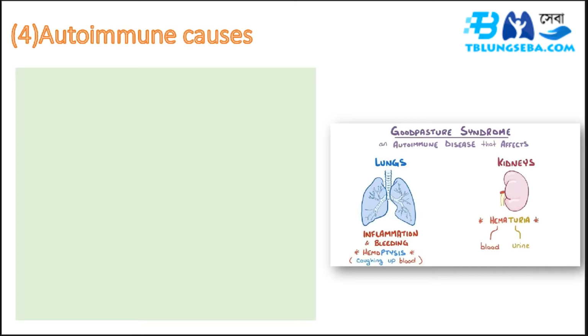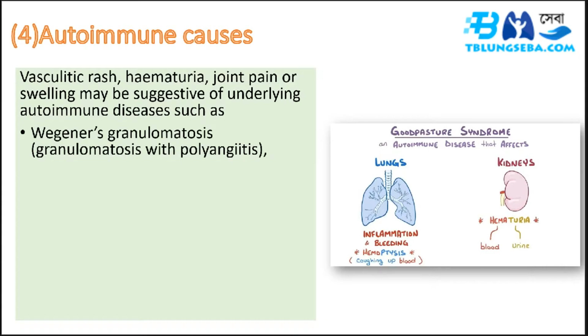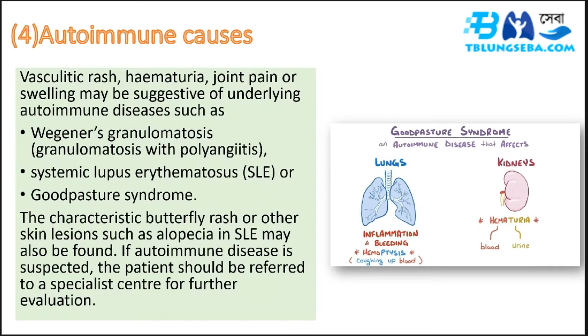Four, autoimmune causes. Vasculitic rash, hematuria, joint pain or swelling may be suggestive of underlying autoimmune diseases such as Wegener's granulomatosis, granulomatosis with polyangiitis, systemic lupus erythematosus, SLE, or Goodpasture syndrome. The characteristic butterfly rash or other skin lesions such as alopecia in SLE may also be found. If autoimmune disease is suspected, the patient should be referred to a specialist center for further evaluation.